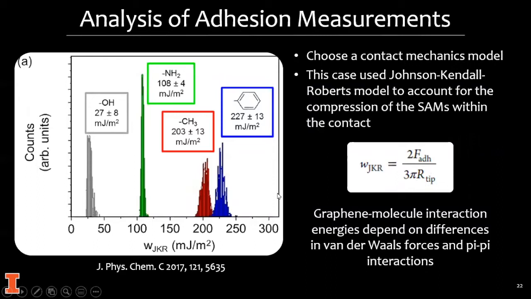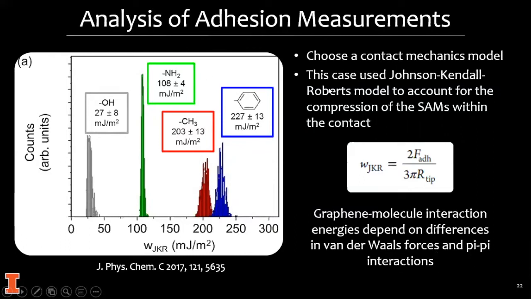Once you get this, you can plot your data and you can see there are actually differences when you functionalize the tip with different functional groups. You can see this hydroxyl group here is basically a bare silicon tip that's been cleaned, and it has the least amount of adhesion. And then if you use something like this methyl terminated group, it's more inert but a little hydrophobic, so it has more adhesion to the graphene. And of course, if you add this phenyl group, you get increased pi-pi interactions, and then you have even more adhesion.